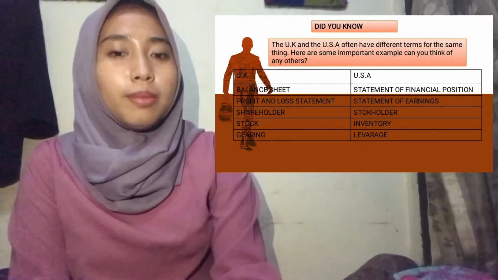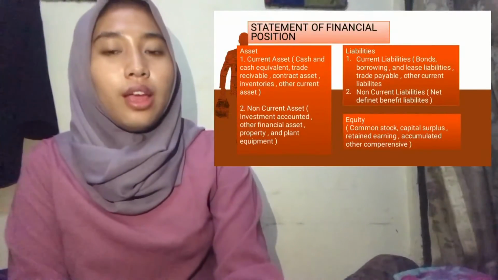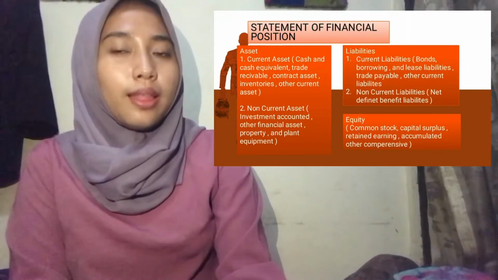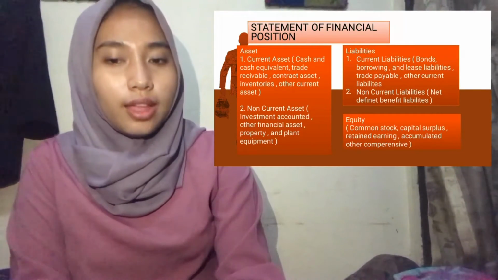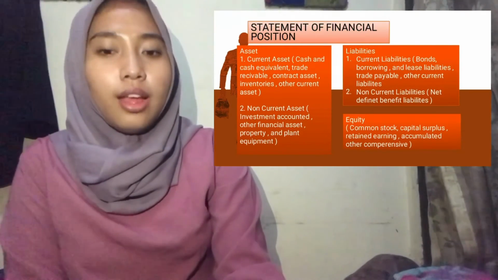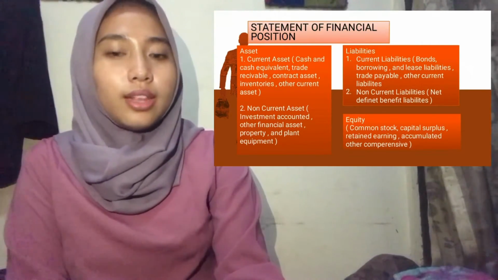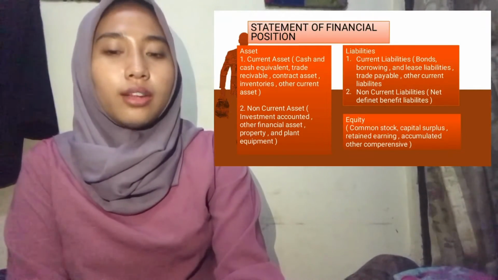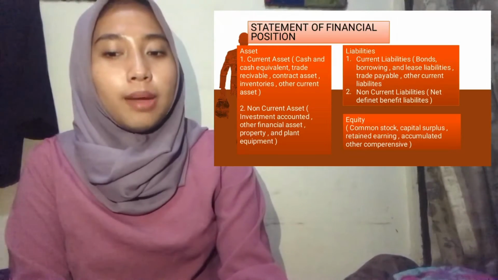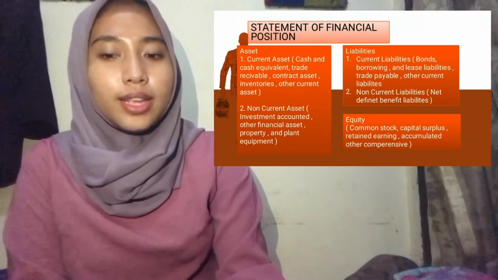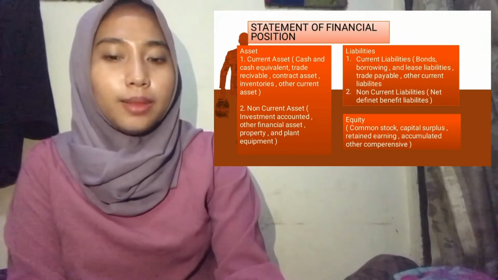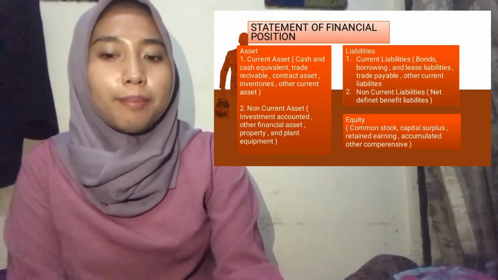Next, statement of financial position. In the statement of financial position, assets consist of current assets and non-current assets. Current assets: cash and cash equivalents, trade receivables, contract assets, inventories, and other current assets. Number 2, non-current assets: investments accounted, other financial assets, property, and plant equipment.